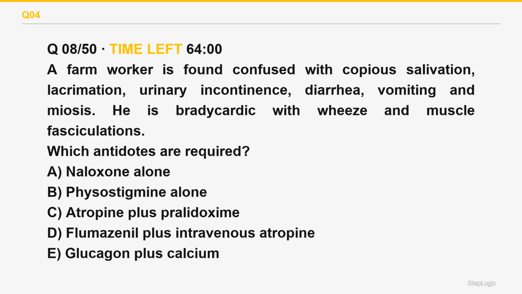Which antidotes are required? A farm worker is found confused with copious salivation, lacrimation, urinary incontinence, diarrhea, vomiting, and miosis. He is bradycardic with wheeze and muscle fasciculations. Read the command. Which antidotes? The toxidrome is cholinergic excess, and 2 drugs are needed because 2 receptor types are involved.